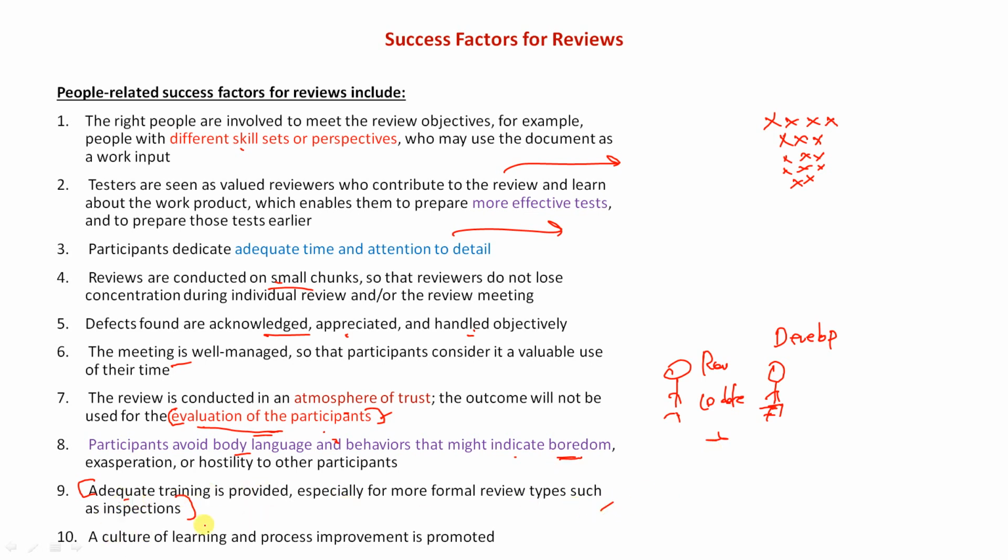That is adequate training. A culture of learning and process improvement is promoted. In each and every organization you will have separate goals for learning, and separate blogs to learn everything. So you should utilize this properly. And that's all about this chapter.